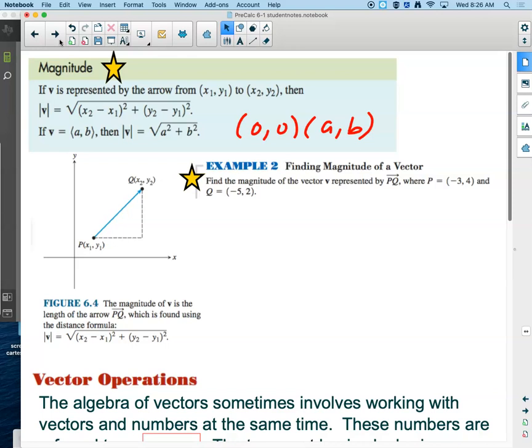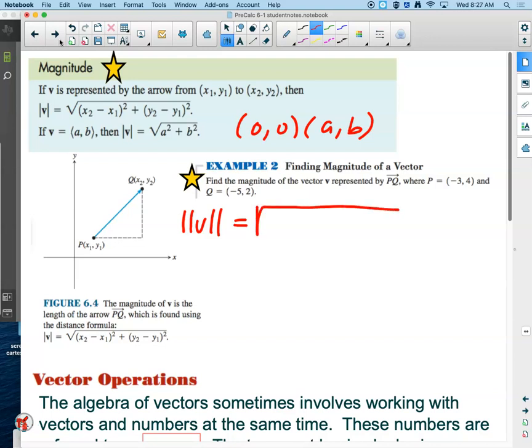So magnitude is one part of our vector, and then we'll start talking about the distance, because that's another part of it. So finding the magnitude of a vector, and they're representing this little PQ up here. Find the magnitude of vector v represented by vector PQ, where p is the ordered pair -3, 4, and q is -5, 2. So if I want the magnitude of vector v, I have to think distance formula. Big square root, find the difference between the two x coordinates. So -3 minus a -5, squared, plus 4 minus 2, squared. So -3 minus a -5 would be -3 plus 5, which would give us 2 squared plus 2 squared. Square root of 4 plus 4, square root of 8.